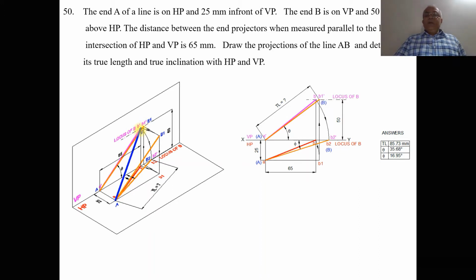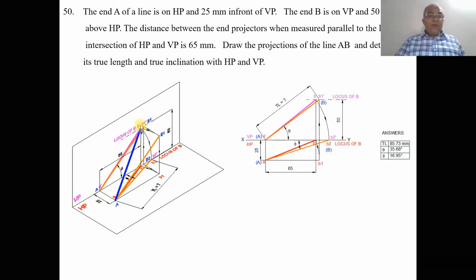Now what we need to find out is the true length. Suppose I want to find the true length in the vertical plane, that means we are getting it in the front view. So we need to make the line which is inclined to VP parallel to VP. How to do that? With A as center, taking the radius AB which is in space, you rotate that B such that both capital A and capital B1 are in front of VP by 25 mm.